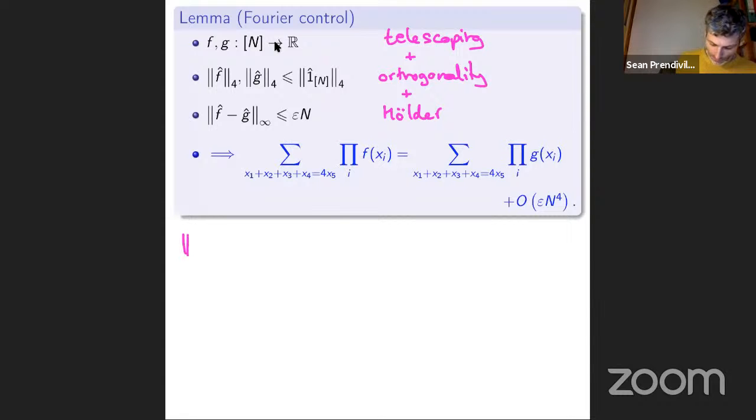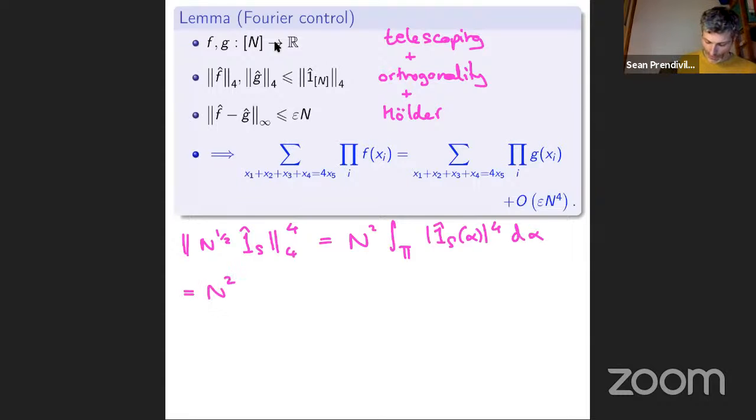The rescaled Fourier transform of the Sidon set, its fourth moment to the power 4, is a Fourier integral. It's just n squared times a Fourier integral of the Sidon set to the power 4. And by orthogonality, this is just n squared times the number of solutions to an equation in 4 variables weighted by the Sidon set.